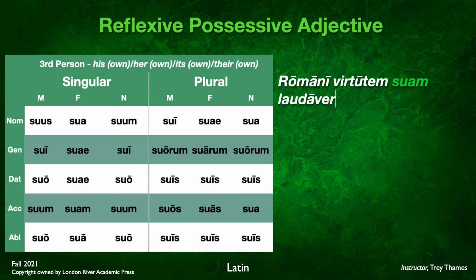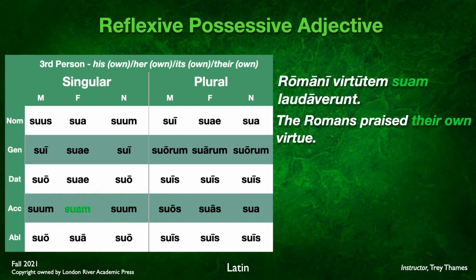Here we go. Romani virtutem suam laudaverunt. The Romans praised their own virtue. Here, suam is the accusative feminine singular, and it is matching virtutem because it's describing virtutem, so it's accusative feminine singular. But it's bending back, reflecting on the subject, Romani. The Romans praised their own virtue. All right?